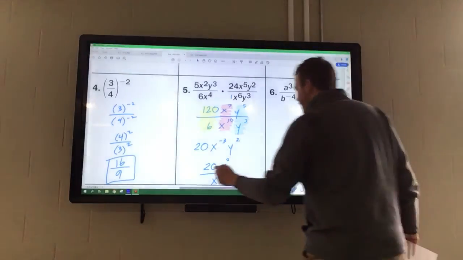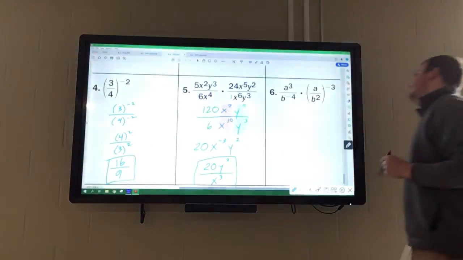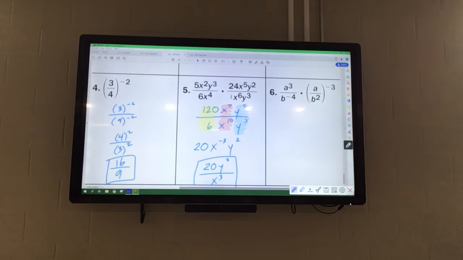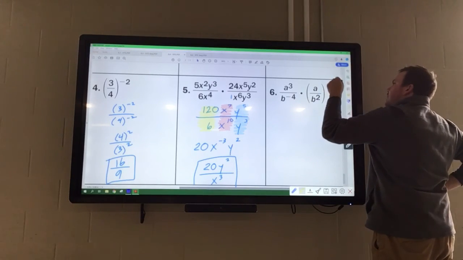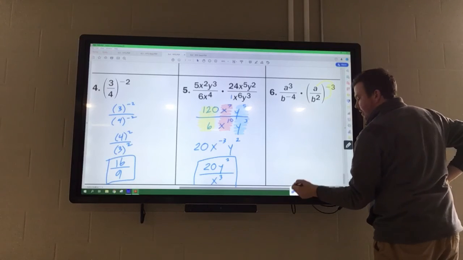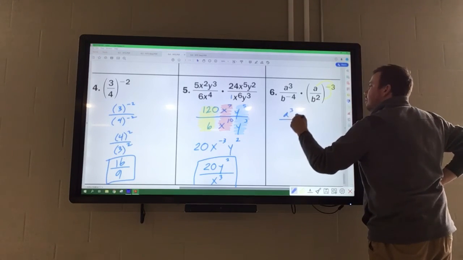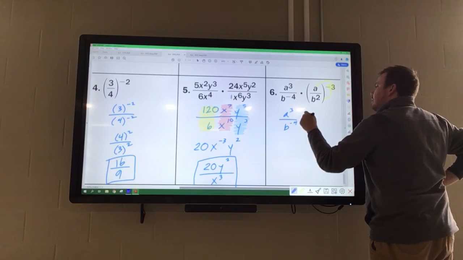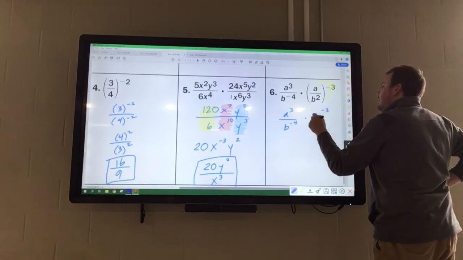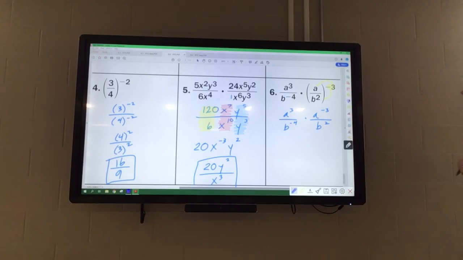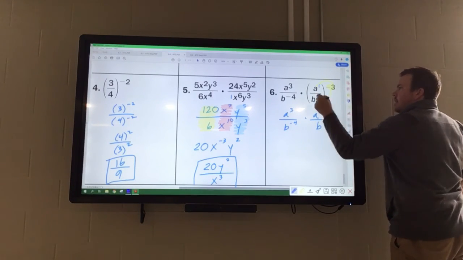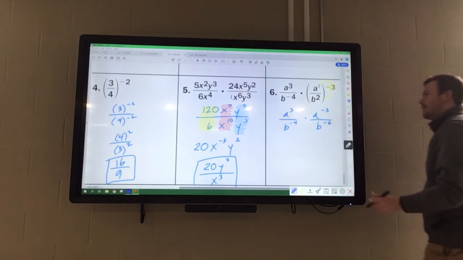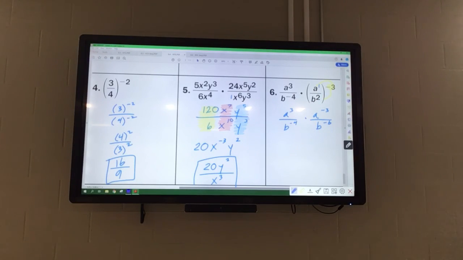And last but not least, number 6. So first, I am going to apply this exponent to both the numerator and the denominator. So let's rewrite this as a to the 3rd over b to the negative 4th times a to the negative 3rd over b squared. Oh, I'm sorry. A to the negative 3rd, because 1 times negative 3 is negative 3. B squared to the negative 3 gives me b to the negative 6. When you raise a power to another power, multiply the exponents.